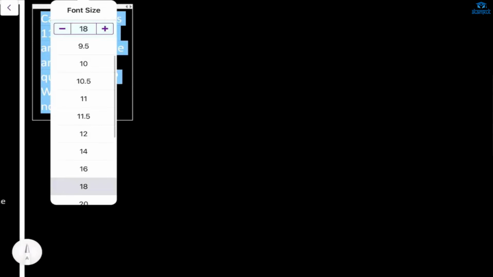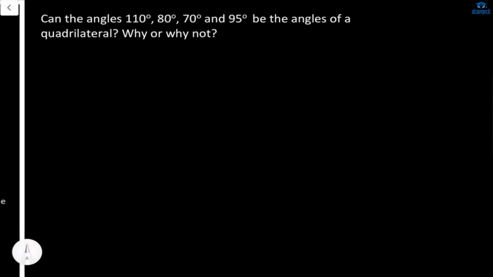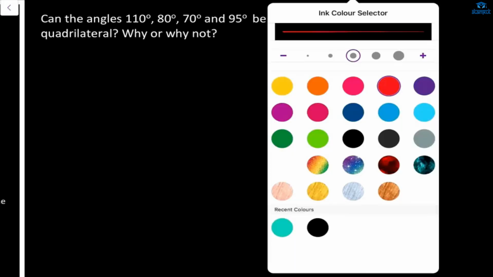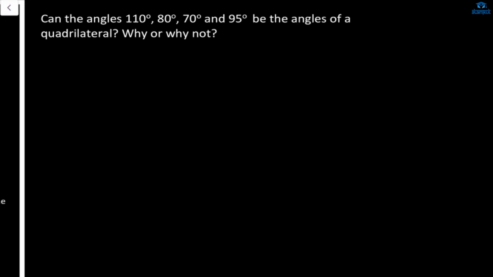Can anybody tell me whether this exists or not? Can the angles 110 degree, 80 degree, 70 degree and 95 degree be the angles of a quadrilateral? Can this be the angles of a quadrilateral or not? No. Why, Arham? They cannot make a quadrilateral because, ma'am, by adding all these four angles I'm getting 355 degree, which is less than 360 degree.